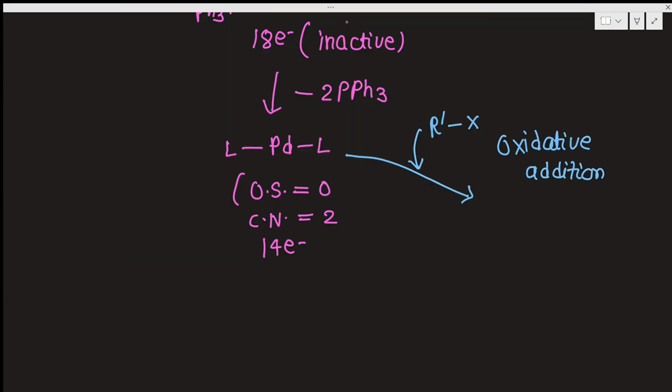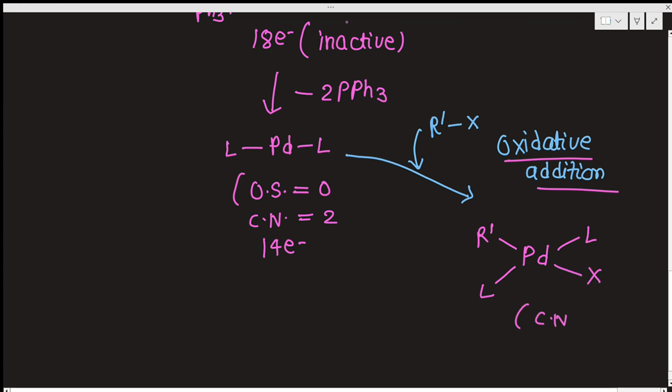Okay, so firstly, see here. When you see oxidative addition, it means firstly the oxidation of the metal is happening. Secondly, addition means its coordination number is increasing by 2. So 2 more ligands, R dash and X, are attached to it. It means its coordination number has now become 4 and its oxidation state has increased by 2, and its electron count is now increased to 16.